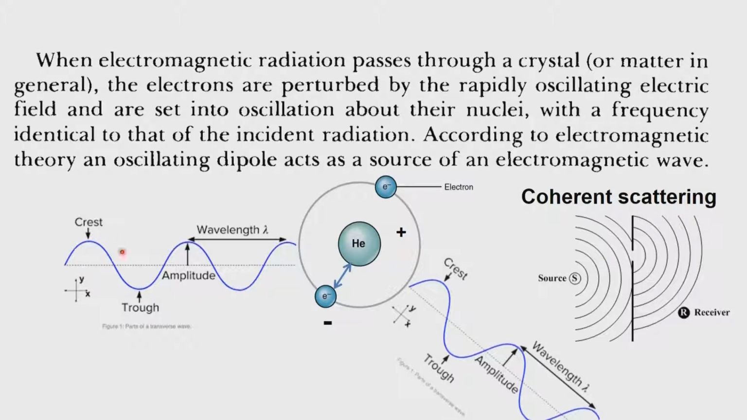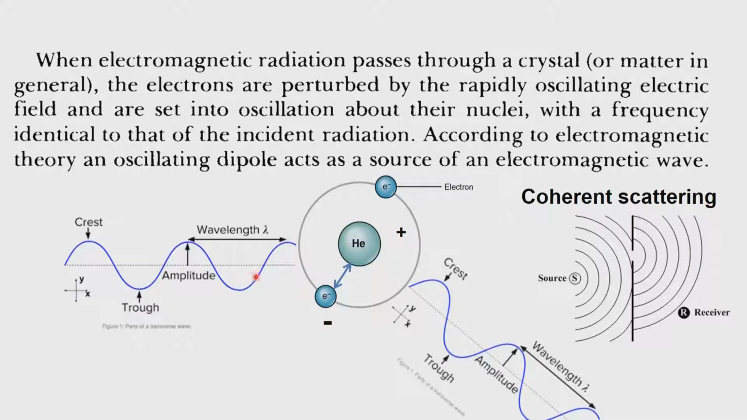And therefore, when this electromagnetic radiation comes in and falls on an atom, this is a bloated picture of an atom. I have taken helium as an example. What happens is that there is a central nucleus which is positively charged, and then there are electrons, two in the case of helium, and these electrons carry a negative charge.